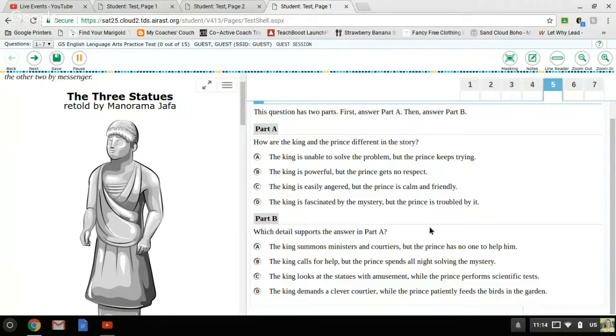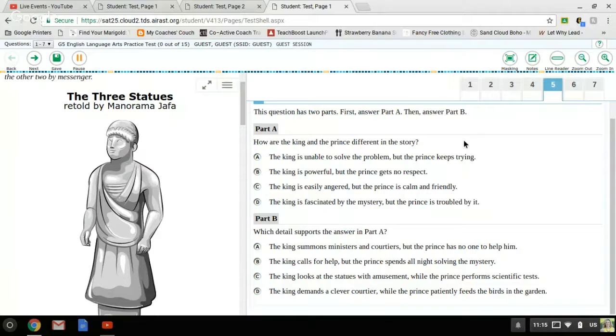Of course, as usual, if they miss part A, then they don't even look at part B. So they could get 0 points if they missed the first part. Then if part B is correct, it won't count anyways. They have to get part A correct in order to get part B correct. But if they do get part A and miss part B, they'll still get 1 point for the first part being correct. So this is just your typical multiple choice A, B, C, or D for the first question.